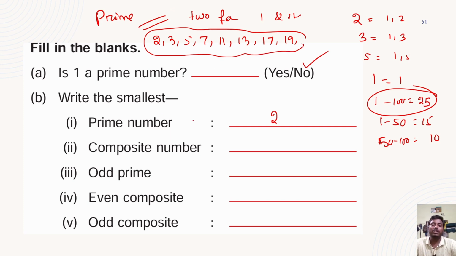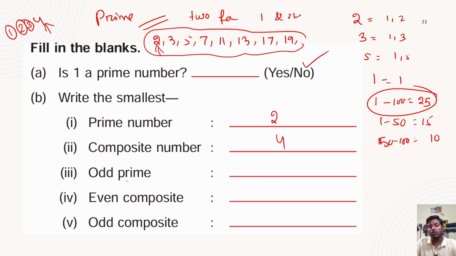Okay, the smallest prime number is 2. The first composite number is 4, because 1 is neither prime nor composite. 2 is the first prime number, 3 is the second prime number, and 4 is a composite number. That's why the first composite number is 4.